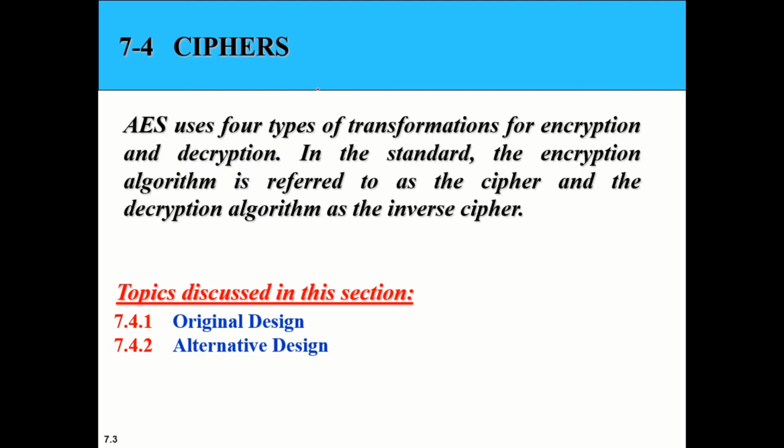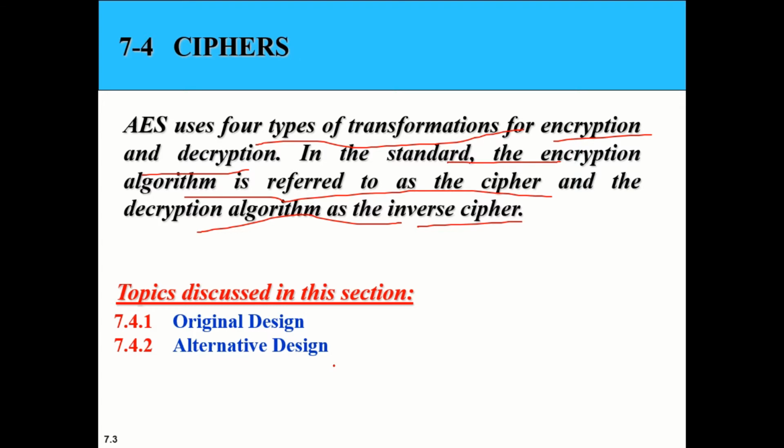In AES we have used four types of transformation for encryption and decryption. So we have used four transformations at the encryption side and the inverse of those transformations at the decryption side. In this standard, the encryption algorithm is referred to as the cipher, as we all know, and the decryption algorithm is called the inverse cipher. Right. So now we will be looking at the design of AES, which will involve each and every step which we follow while implementing AES.